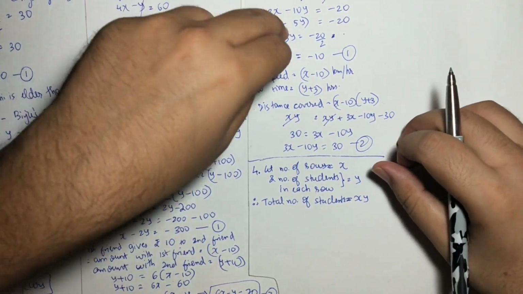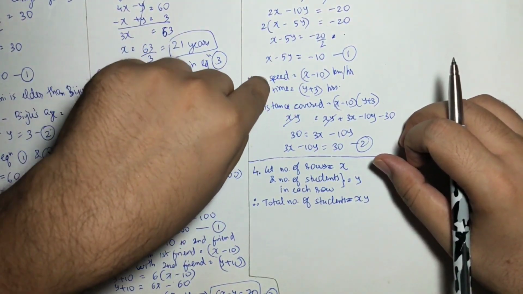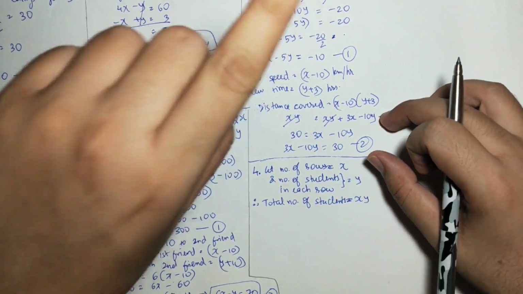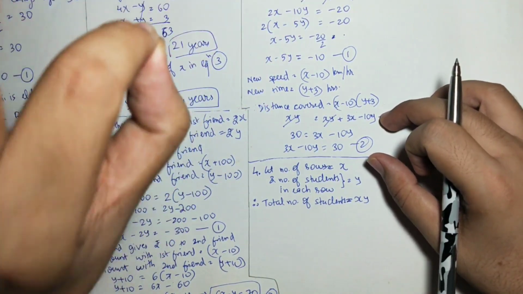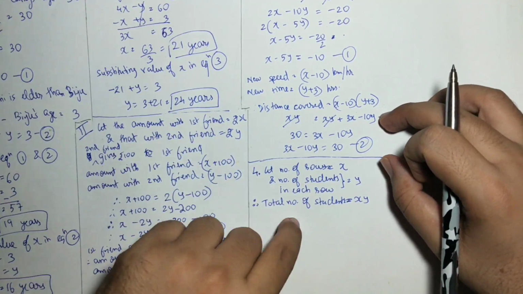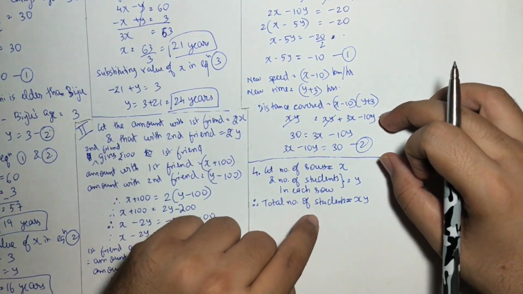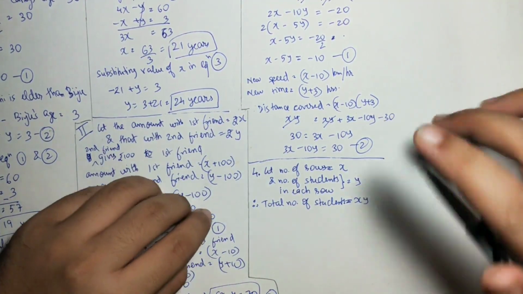Acha, one thing I forgot to tell you in the third sum. After finding x and y, don't stop there in the third sum. You have to find the distance. So multiply x and y, and you'll get the distance. Remember, because the same thing is going to happen in this sum.